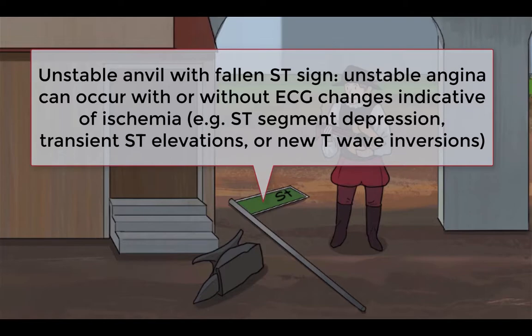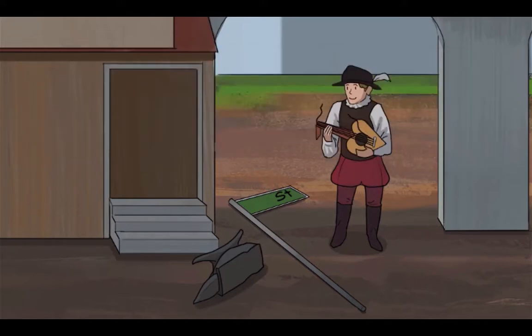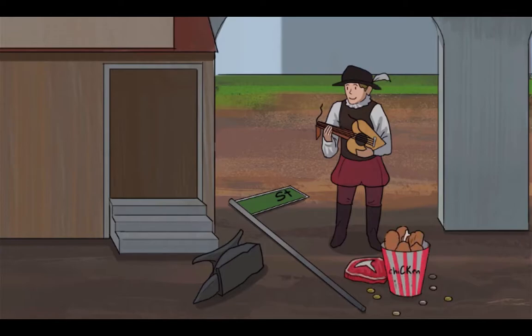The ischemic symptoms can occur with or without ECG changes indicative of ischemia, which include ST segment depression, transient elevations, or new T wave inversions, which is why we've placed a fallen ST street sign next to the anvil. No persistent ST elevations to speak of. That was ischemia. How about infarction and cell death? The two categories of myocardial infarction are non-ST elevation MIs and ST elevation MIs.